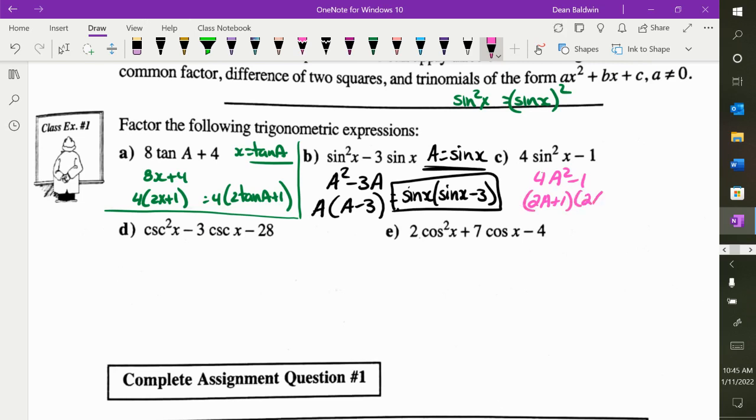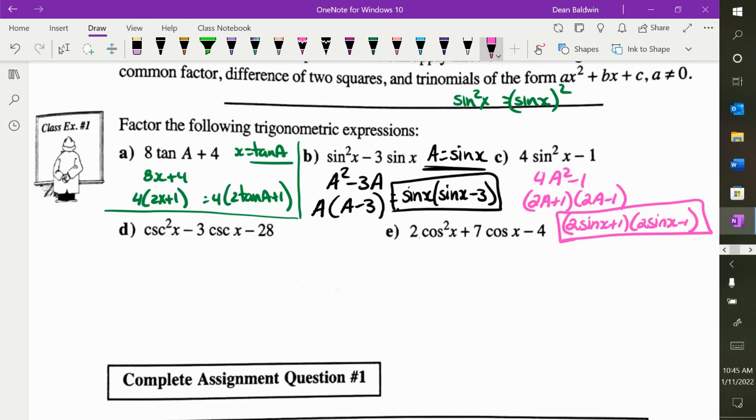2a plus 1, 2a minus 1, which is really just 2 sine x plus 1, 2 sine x minus 1. So if you see two terms separated by a minus sign, that is a big sign screaming at you that it's a difference of squares, as long as everything's square rootable. That means it can be square rooted.